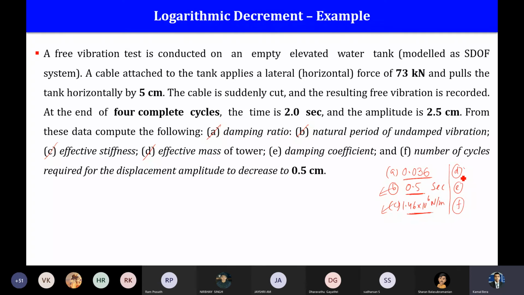So we'll solve and give the answers in tomorrow's class. Is there any difficulty in finding the first one, A? No, sir. Damping ratio? Yes. Is there any difficulty in finding A? I mean the first one, damping ratio. So all the people got 0.036, right? That means 3.6% basically. You usually write it as a percentage.